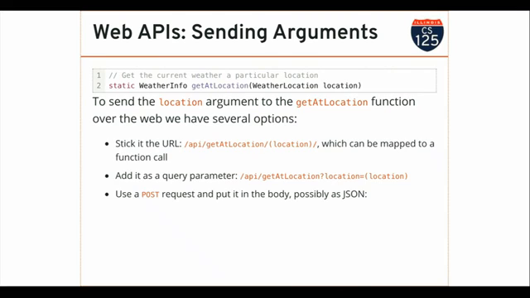I can also send a post request and just stick it in the body of the post request. So remember, when I send a post, I'm actually sending data to the server. So I have multiple ways to pass this argument to the server. Note that all of these require that I find a way to take my weather location object and convert it into a string.